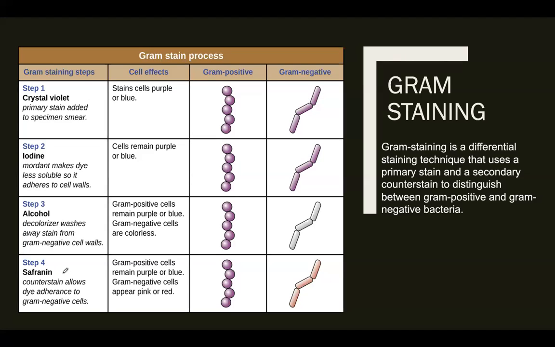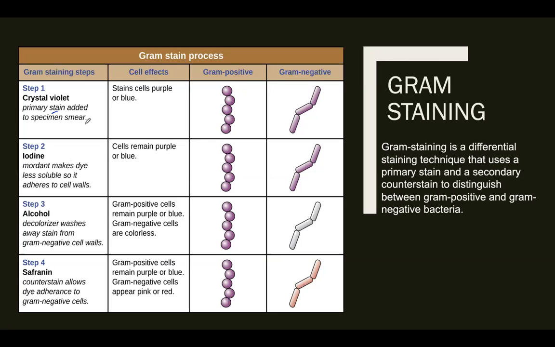Over here, the gram staining procedure. These are the steps. At the first step, we use the crystal violet. That's our primary stain. The definition of primary stain is the stain that we use at first. At the beginning, the first stain of the process is called the primary stain. So when we treat the specimen with crystal violet, the primary stain, all the cells or all the bacteria will be purple in color.